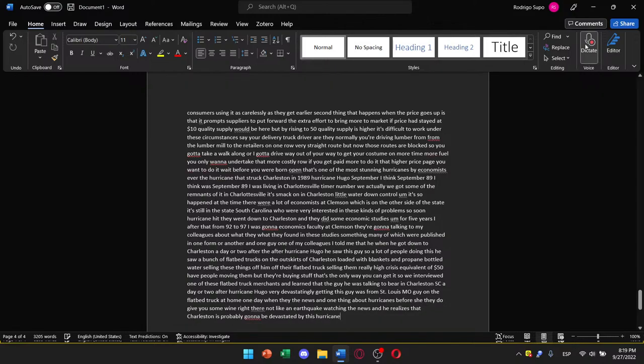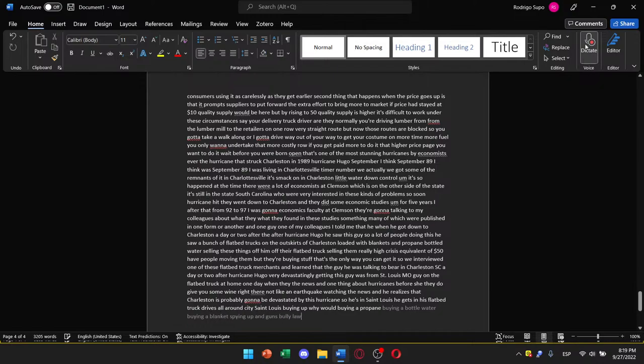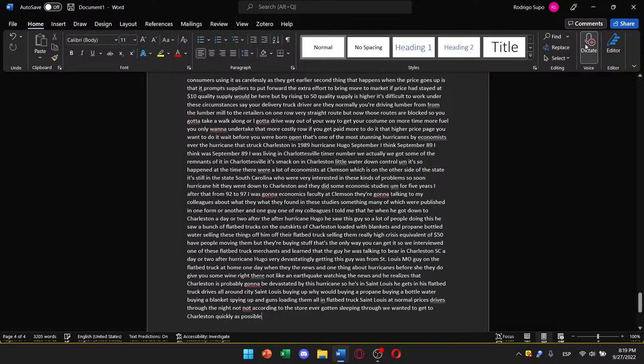So he's in St. Louis. He gets in his flatbed truck, drives all around the city of St. Louis, buying up plywood, propane, bottled water, blankets, canned goods, loading them all in his flatbed truck. And of course, he's buying in St. Louis at normal prices. He drives through the night, halfway across the country, about 1,000 miles or more, from St. Louis to Charleston. He stops on the outskirts of Charleston, sets up shop, and starts selling all the things he bought at low prices in St. Louis for really high prices in Charleston. Basically selling plywood for the equivalent of $50 a sheet.